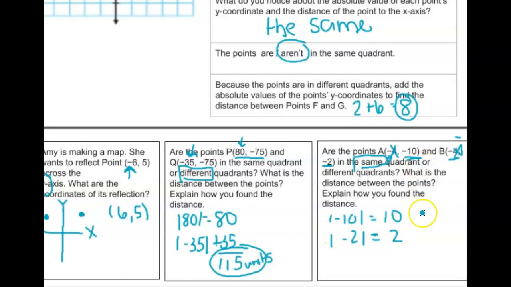Now, since they're in the same quadrant, we are subtracting them because we're not going past an axis line to add more onto it. So 10 minus 2 is 8 units.